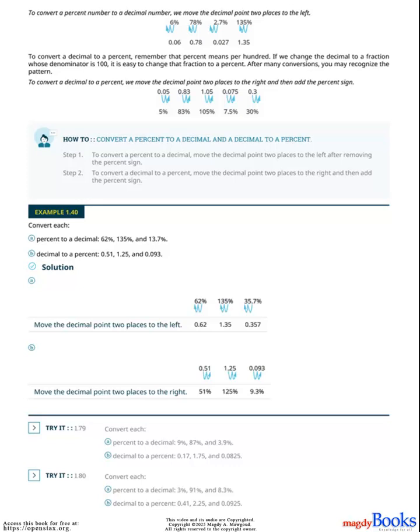Try it 1.79. Convert each. A. Percent to a decimal: 9%, 87%, and 3.9%. B. Decimal to a percent: 0.17, 1.75, and 0.0825. Try it 1.80. Convert each. A. Percent to a decimal: 3%, 91%, and 8.3%. B. Decimal to a percent: 0.41, 2.25, and 0.0925.